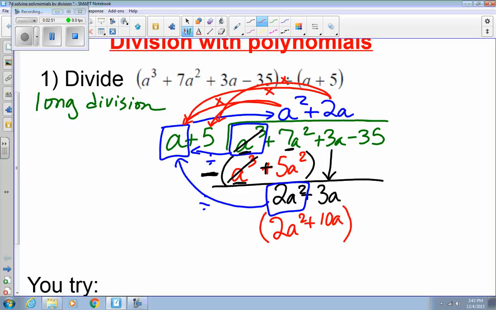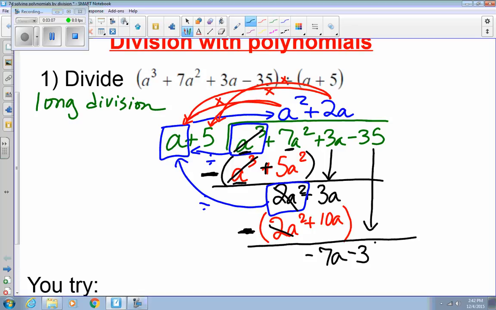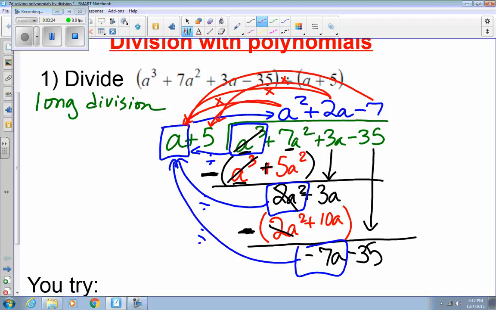And we need to subtract these. 2a squared subtract 2a squared cancel out. 3a subtract 10a is a negative 7a. Next term comes down, a negative 35. We do this process again. Negative 7a divided by a is a negative 7. And we multiply back down, so negative 7 times a is negative 7a. Negative 7 times 5 is negative 35.